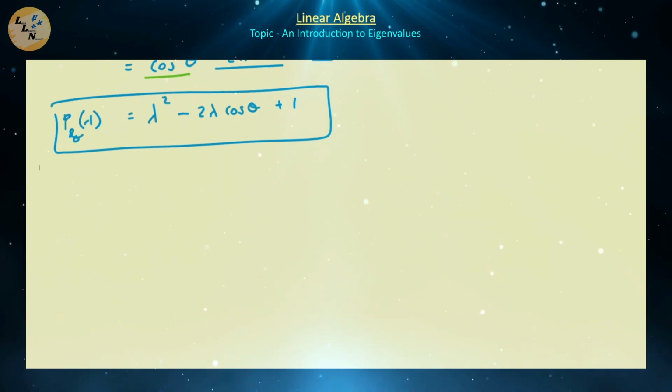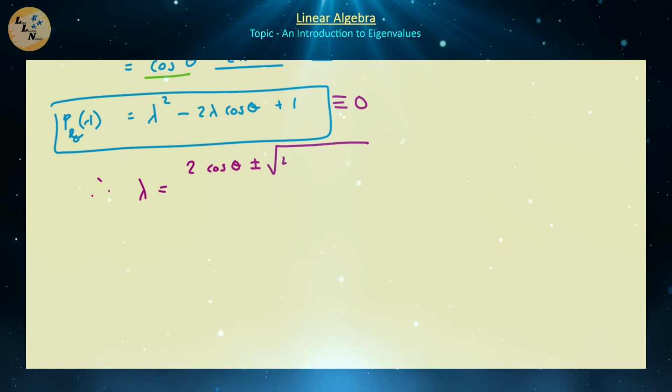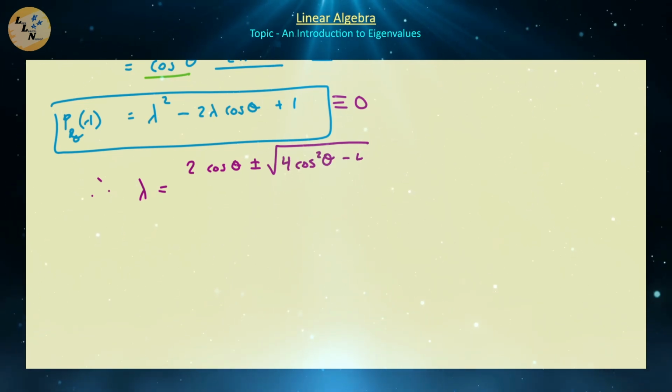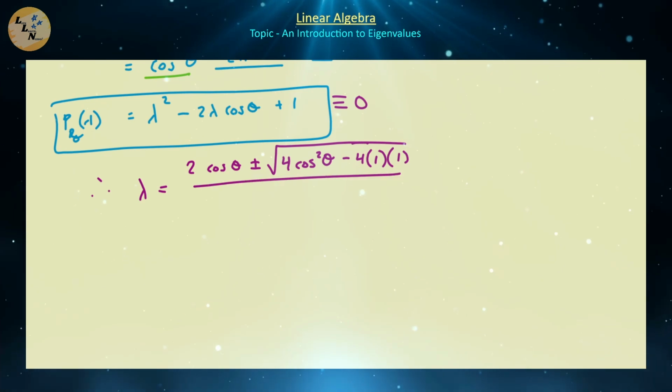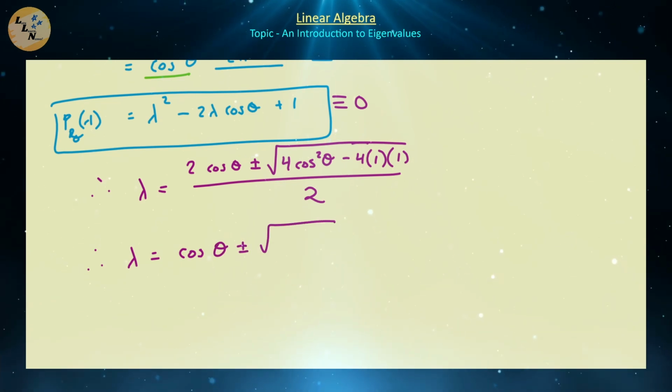Right? So let's assume that we want to find the eigenvalues of this arbitrary rotation matrix, i.e. we're going to set this equation equal to 0 and solve for lambda. So this is a quadratic equation again, so lambda is equal to negative b, so 2 cosine theta, plus or minus the square root of b squared minus 4ac all over 2a. Right? So we can simplify this just as before, and you can find that lambda is just going to be equal to cosine of theta plus or minus the square root of cosine squared theta minus 1.